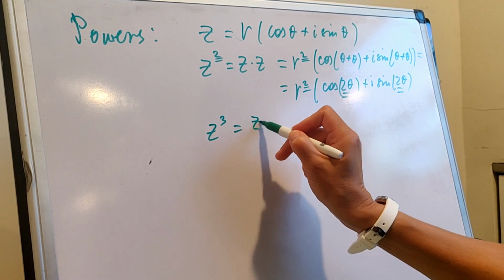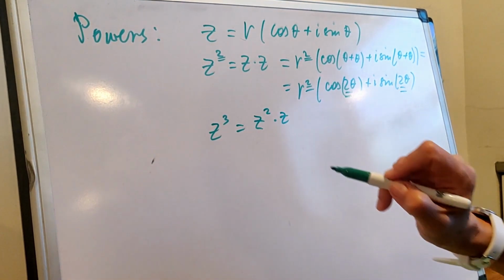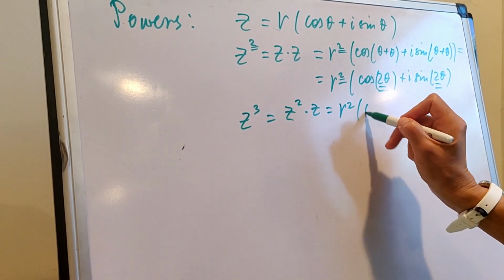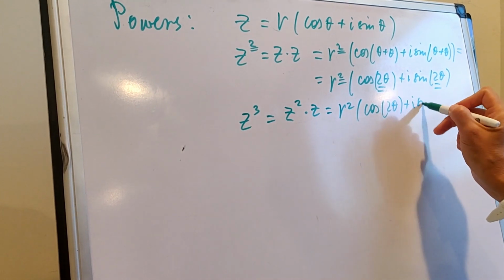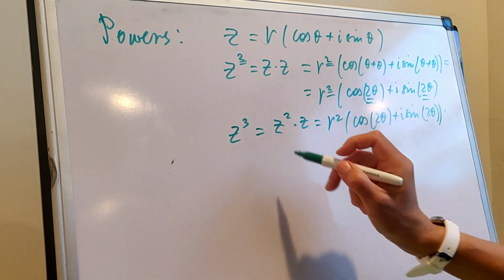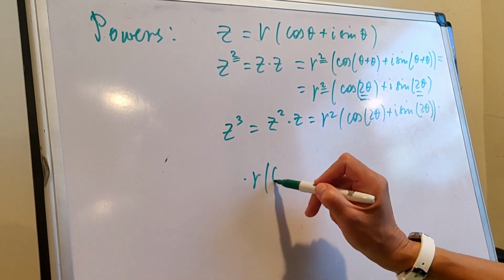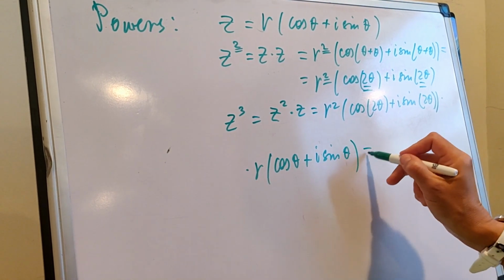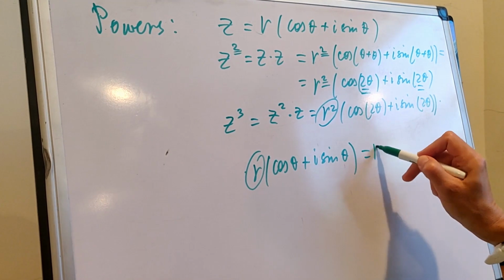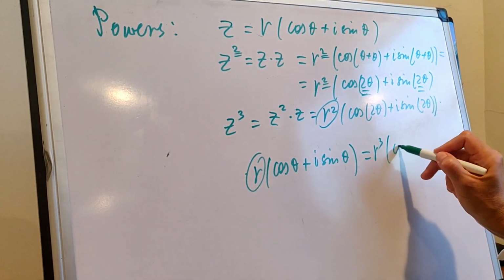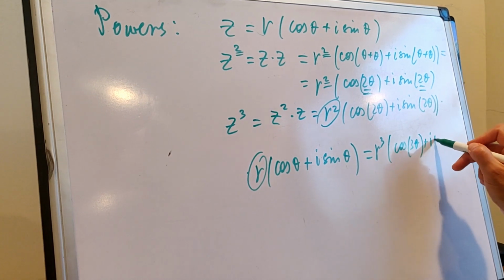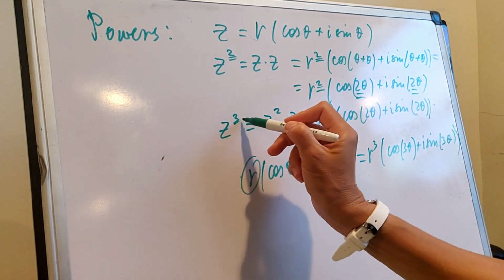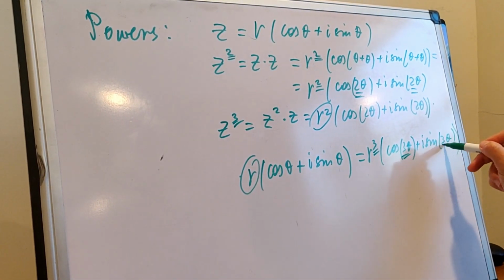So for cube we can represent cube as a square by one more z, right? For square we already know the answer. So the answer is r square cosine of 2 theta plus i sine of 2 theta multiplied by one more z, which is r cosine of theta plus i sine of theta. We remember that when we multiply numbers, we multiply r's, so we are going to get r cubed, and we add the angles. So cosine of 3 theta plus i sine of 3 theta, 2 theta plus 1. That's going to be my final answer. Again, number 3 here is going to match number 3 here and number 3 here.